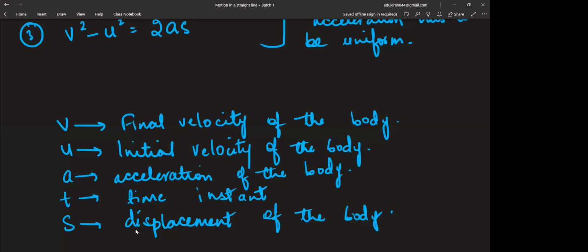These variables are different. We do not use D for distance or F for final velocity. So these symbols are fixed, class, because in every book you will be encountering these variables only.